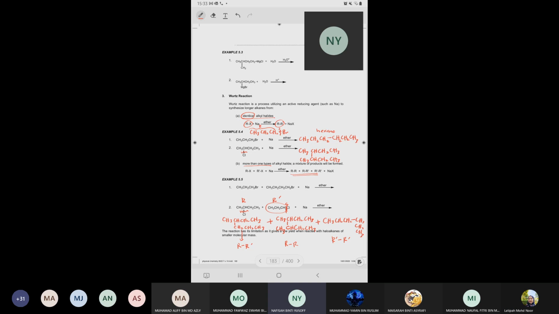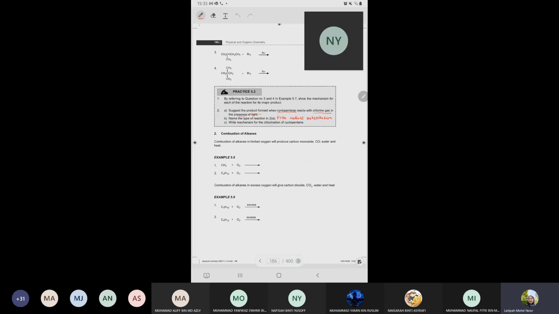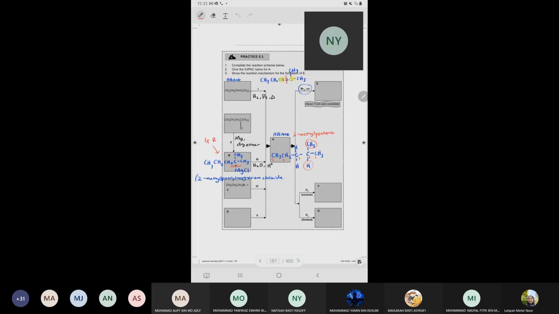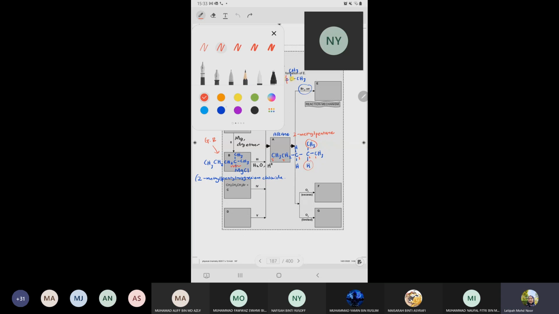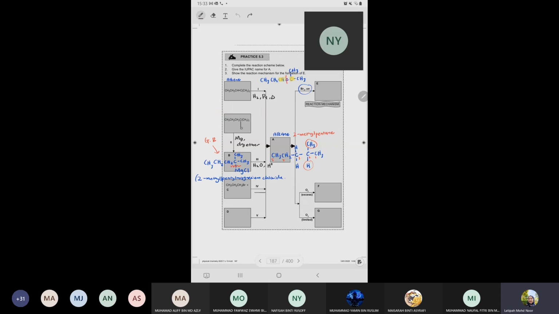Boleh, madam. Okay. Back to the main business. Mana tadi? Ini. How to answer this? Okay. 4 here is the reagent of the Wurtz reaction. So dia adalah Na ether.